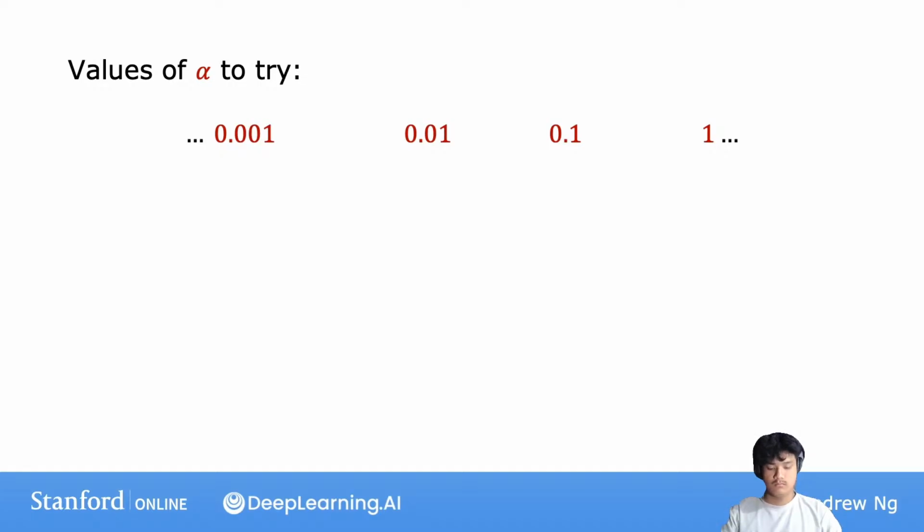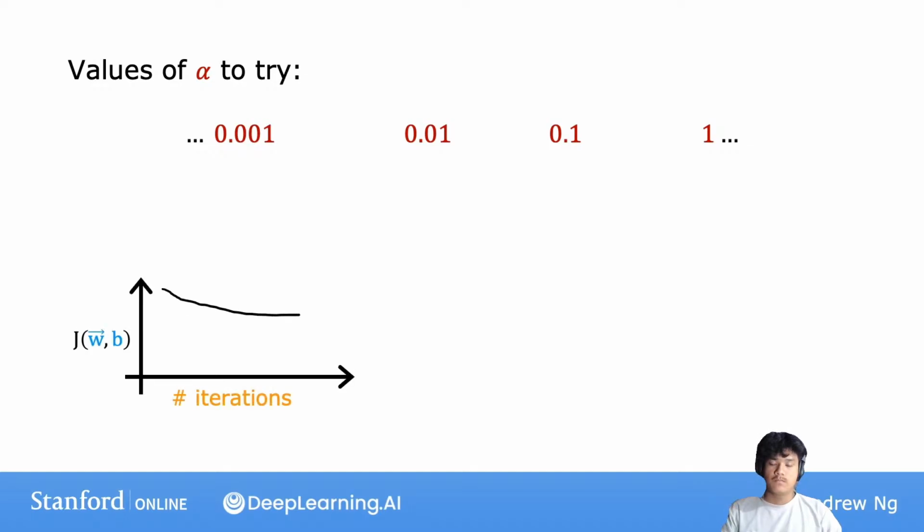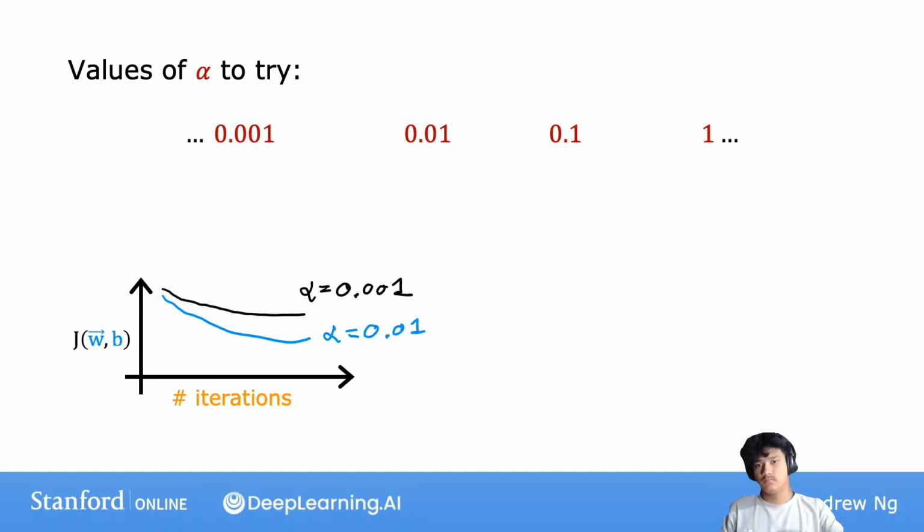And for each choice of alpha, you might run gradient descent just for a handful of iterations and plot the cost function J as a function of the number of iterations. And after trying a few different values, you might then pick the value of alpha that seems to decrease the cost rapidly, but also consistently.